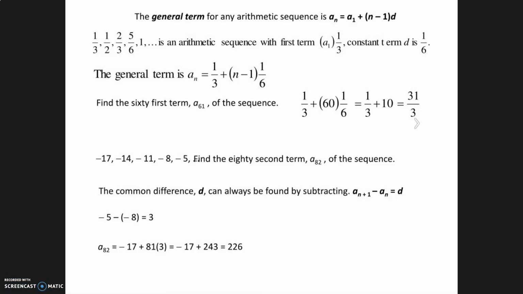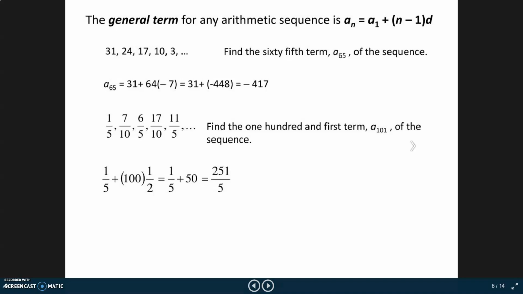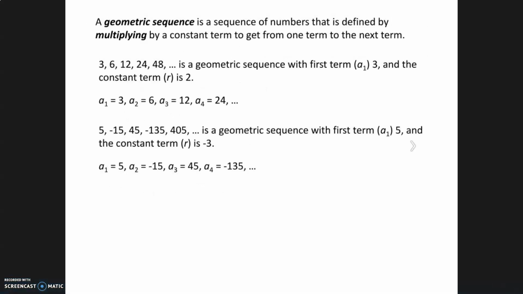I'm going to skip forward for a couple examples here because it's pretty repetitive and I trust you guys. This is pretty straightforward. Again, you've already worked with this. I do want to get to a geometric sequence now.